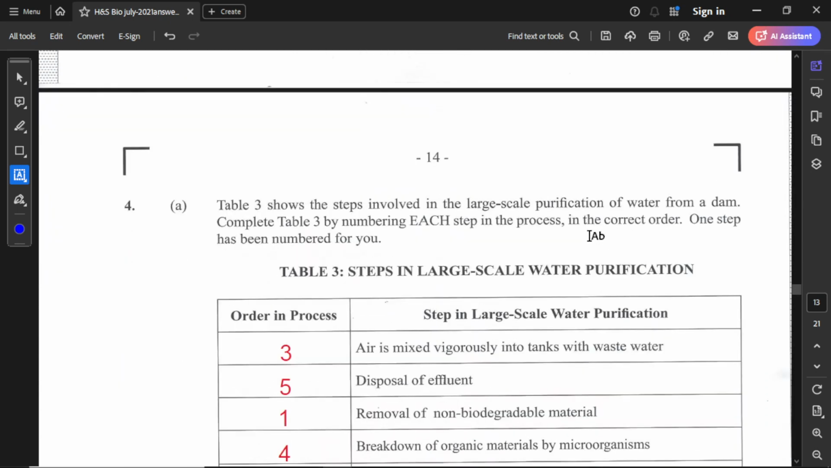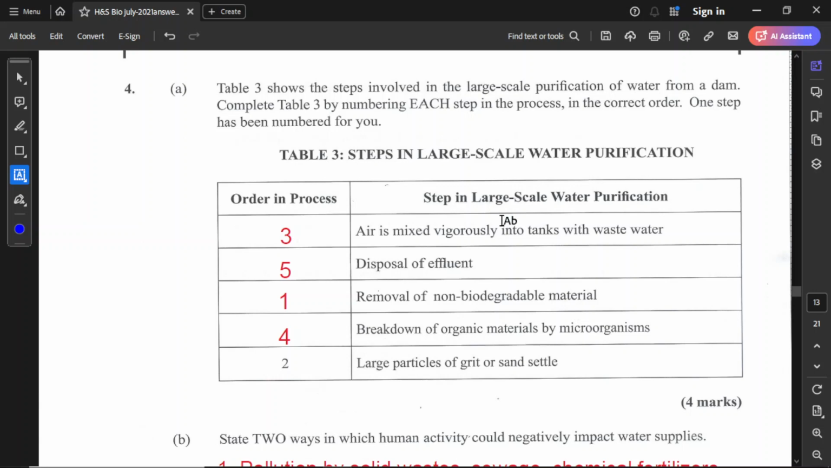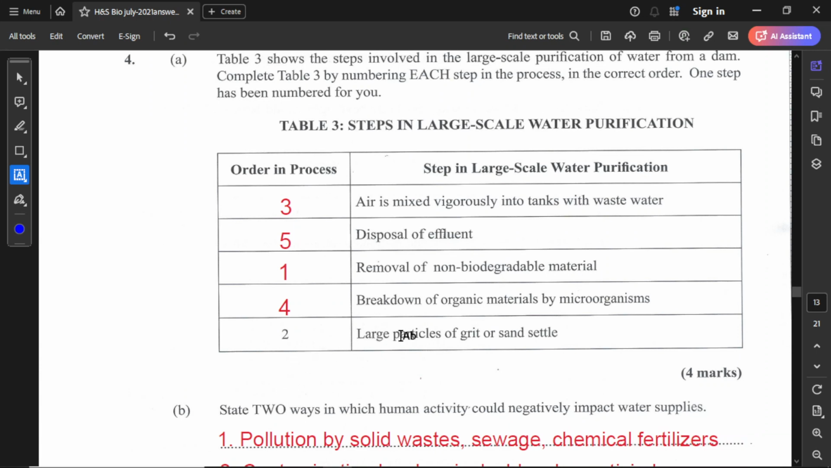For question 4, Table 3 shows the steps involved in the large-scale purification of water from a dam. Complete Table 3 by numbering each step in the process in the correct order. One step has been numbered for you, and this is number 2, which is large particles of grit and sand settled. All right, and so the first thing you want to do here is removal of non-biodegradable materials from the water. And then the second thing, of course, is the large particles of grit and sand settling.